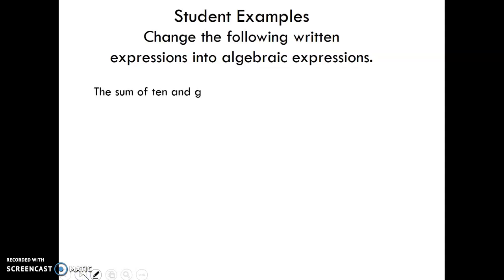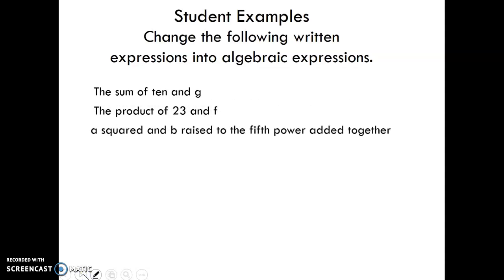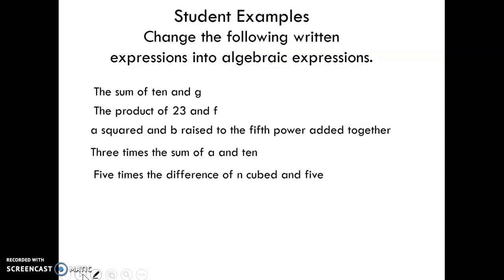The sum of 10 and g. The product of 23 and f. A squared and b raised to the fifth power added together. 3 times the sum of a and 10. 5 times the difference of n cubed and 5. 8 less than 2 times 10 is 12.